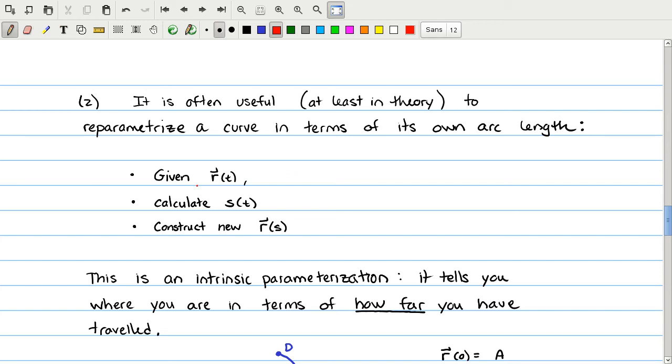So what does this mean? It says, given some curve parameterized in some convenient way, not according to the arc length, you can calculate the arc length and then construct a new function that is parameterized by the arc length itself. There are an infinite number of these kinds of parameterizations, but there is only one parameterization based on the arc length itself. That's in some sense unique, and so it's a useful way to parameterize the curve.